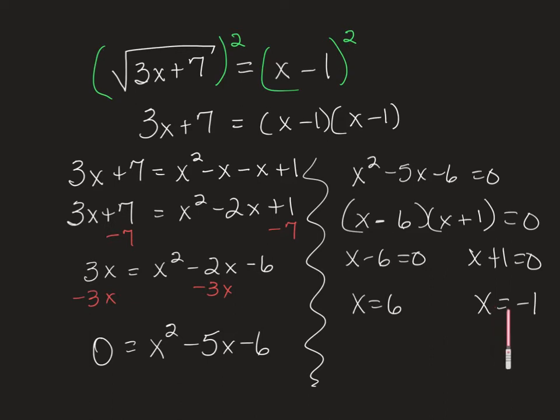So let's start with the negative 1. If I put it over here, that's going to give me a negative 2. If I plug it in here, that's a negative 3 plus 7. That gives me 4. That would give me a plus or minus 2, so negative 1 works. If I do 6, 6 minus 1 is 5. And over here, that's 18 plus 7 is 25. Square root of 25 would give me the 5, so they both work. These would be my answers.